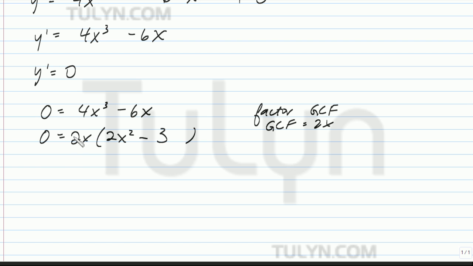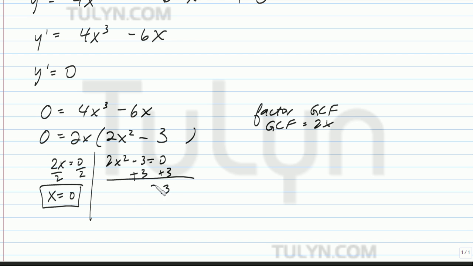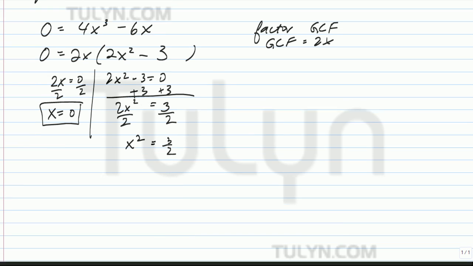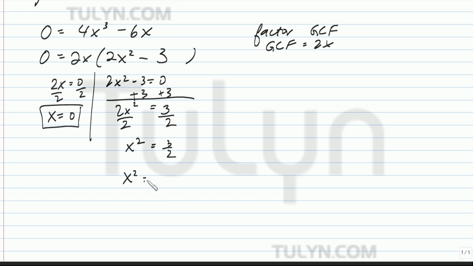Go ahead and set each factor equal to 0, so 2x equals 0, and 2x squared minus 3 equals 0. So divide by 2 on both sides, x equals 0. And then right here, get 2x squared by itself. Undo the subtraction of 3, you add 3 on both sides, and 3 equals 2x squared. Get x squared by itself, undo the multiplication of 2 by dividing by 2, so you get x squared equals 3 halves. To get x by itself, you have to use the square root. Using the square root will cancel out the square term. We're going to look at x equals plus or minus the square root of 3 halves.